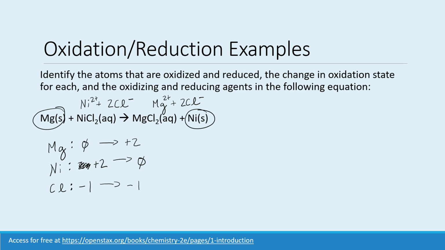Okay, so we can see that the chloride ion's oxidation number is not changing, right? It's going from -1 to -1, and so we can ignore that. It is neither oxidized nor reduced.